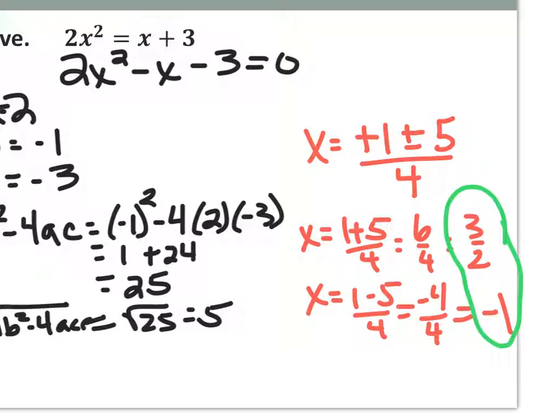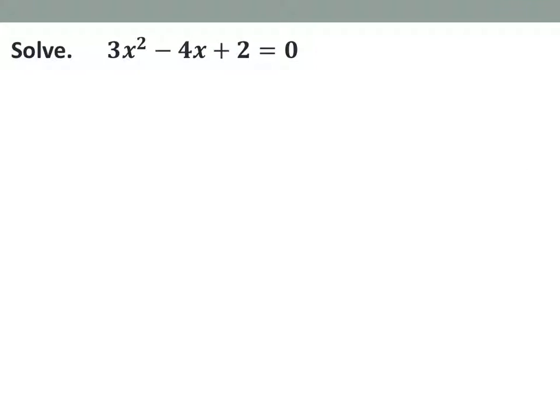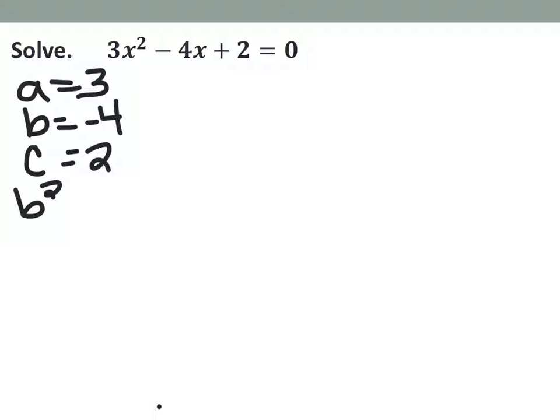What that means is the quadratic formula works for anything, and you could have factored this to start with. So always try to factor before you move on to using the quadratic formula. One last example, you can go ahead and try to factor this. It is not factorable. So let's go ahead and pull off a, b, and c. A is equal to 3, b is equal to negative 4, c is equal to 2. Then take a look at b squared minus 4ac. B squared, negative 4 squared, is positive 16, minus 4 times a, which is 3, c is 2.